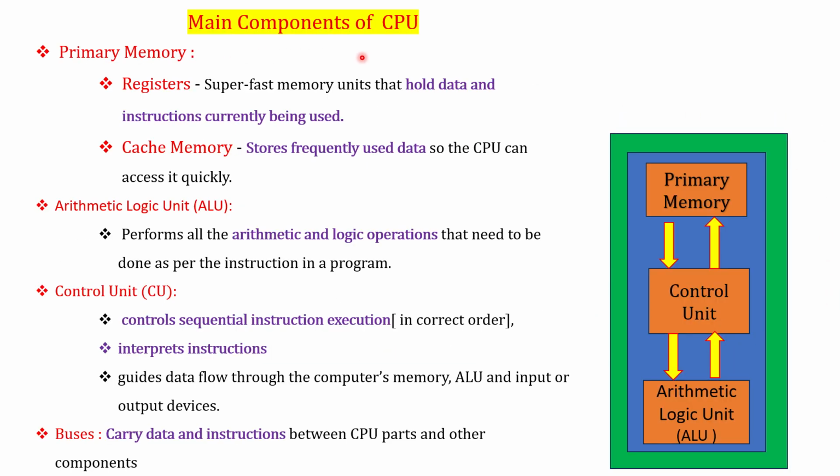Now we shall discuss the main components of the CPU in detail. Inside the CPU there are three main components: the primary memory, the control unit, and the arithmetic and logic unit. The primary memory again has two components: the registers and the cache memory. The registers are also a memory unit, a super fast memory unit, which holds the data and the instructions currently being used by the computer. And the cache memory stores the frequently used data, so the CPU can access it quickly.